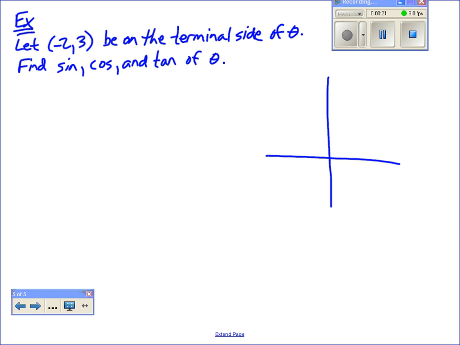So let's draw this. If we go to the terminal side, we're going to rotate this thing. If we're starting here in standard position, we rotate this theta. Here's our terminal side to that negative 2, 3 right there. So here's our theta that we rotated.